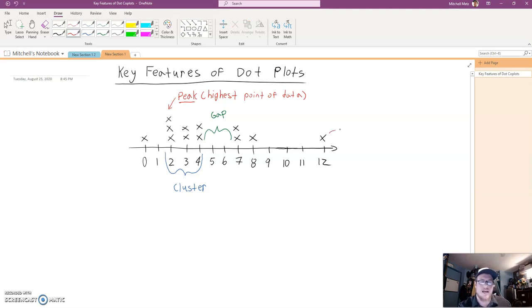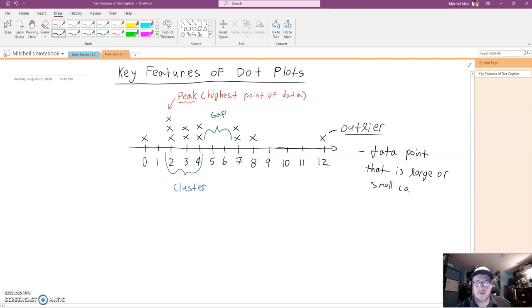So I can call this an outlier. Let me do a different color. Let me do black. So this is what we call an outlier. An outlier is just a data point that is large or small compared to the rest of the data. It's compared to the entire rest of the data. So I like to think of him as an isolated island. So if you notice how he's not anywhere near the rest of the X's, that's how you can tell that he's an outlier. So those are the key characteristics.